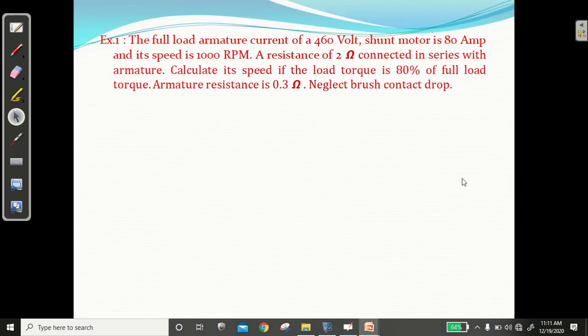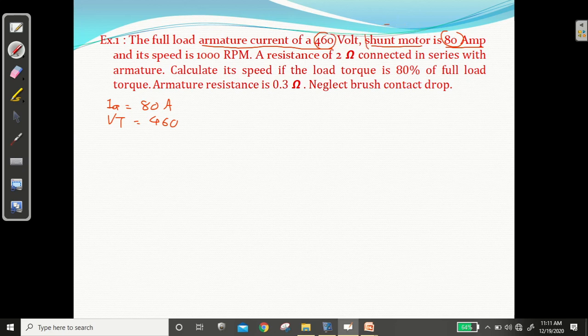So this is numerical number 1 that I am going to discuss here. I have given a full load armature current, IA equal to 80 ampere, at 460 volt. VT is 460 volt, and it is a shunt motor. So the armature current is given as 80 ampere, 460 volt, and a shunt motor.